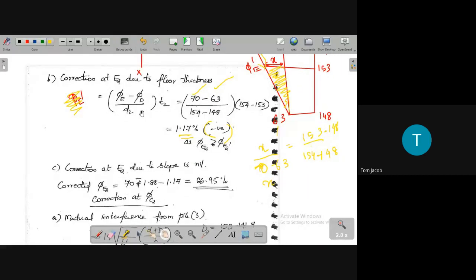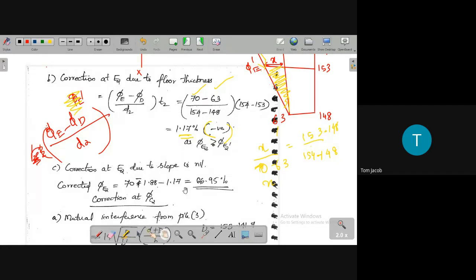Simply take phi E minus phi D. You just need to learn it, there is no need to draw the figure, as it will take extra time. So to decrease the time consumption, you can simply take phi E minus phi D divided by the depth of the pile, multiplied by the thickness of the pile. So that is the correction for floor thickness.